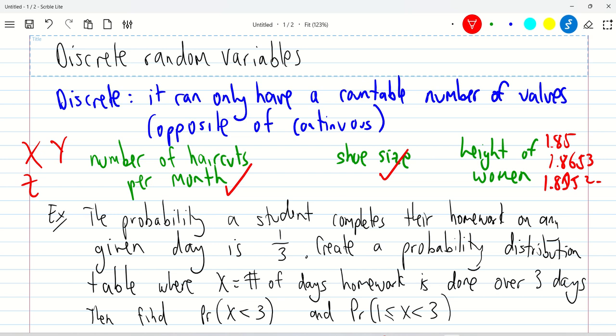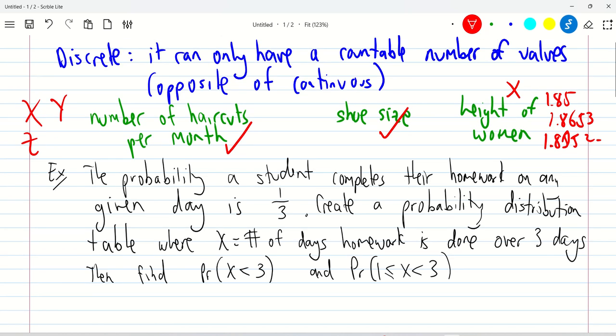So this is height of women. You can't categorize each different response. Whereas number of haircuts per month, we can put into a table and say, is it 0? Is it 1? Is it 2? And same thing with shoe size. Is it 7.5? Is it 8? Is it 8.5? But with height of someone, is it 1.86? Is it 1.865? 1.866? So that would not be a discrete random variable.